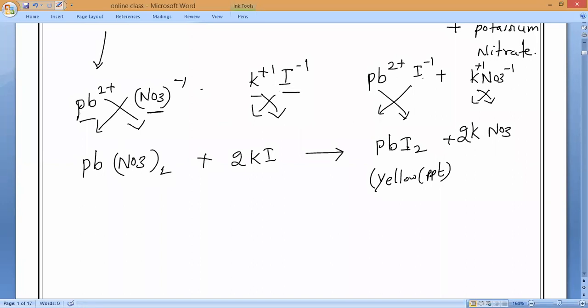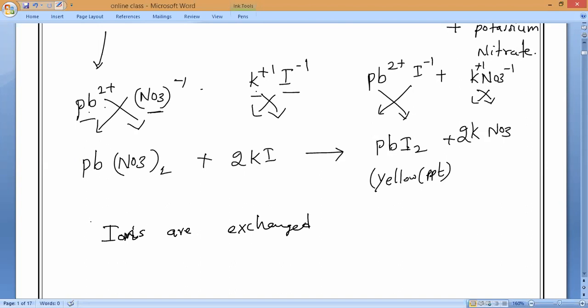Now in products, what is happening? Only ions are exchanging. Have you noticed it? Lead is going in the place of potassium. Potassium ion is coming in the place of lead. That's all. Nothing else is happening. Is it yes or no? Yes, please respond. So here, who is exchanging? Ions are exchanging. What is exchanging? Ions. Understanding?